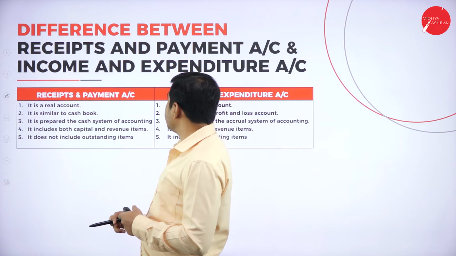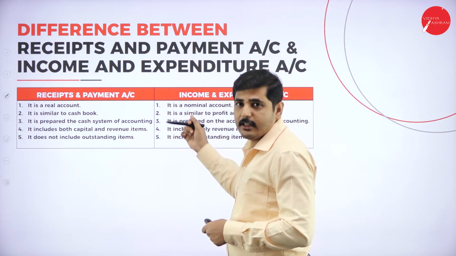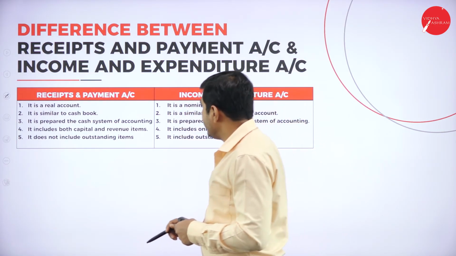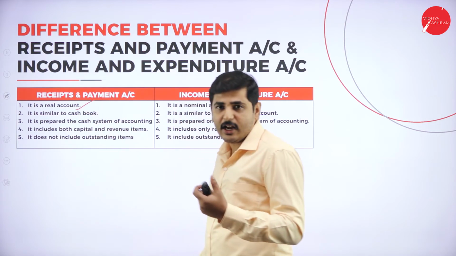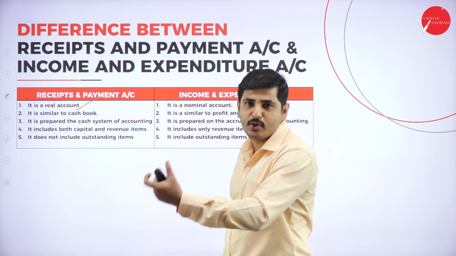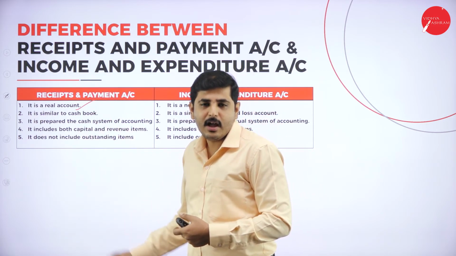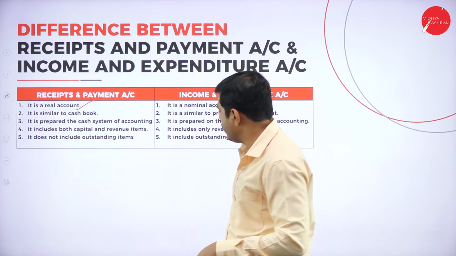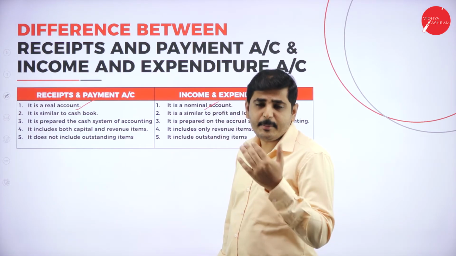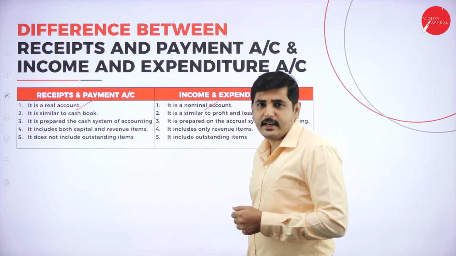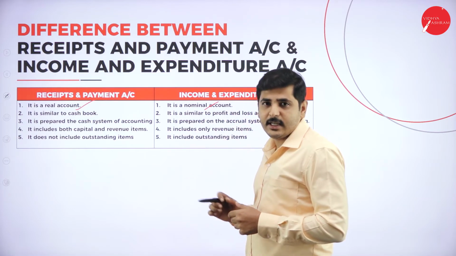Next, the difference between the receipts and payments account and the income and expenditure account. First, the receipts and payments account is a real account, which means it records what actually comes in and what goes out. Debit is what comes in, credit is what goes out. Debit represents all that comes into the account, credit represents all that goes out. The income and expenditure account is a nominal account. Debit represents all losses and expenses, but credit represents all incomes and gains.